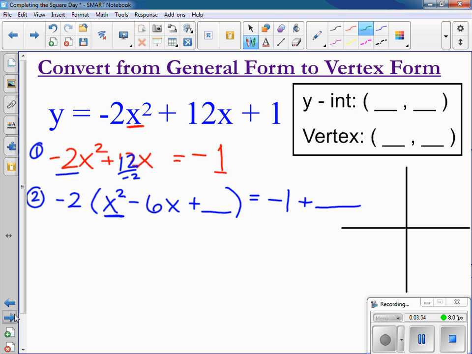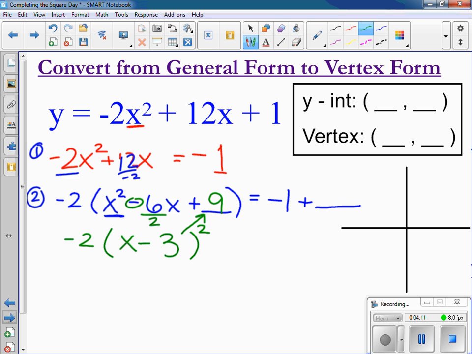I keep the -2 outside. It's just going to stay there. And I want to get down to something that is a perfect square. Okay? We know it's going to be negative because that sign's negative. Half of -6 is -3. -3 squared is +9. Remember that last term is always positive.